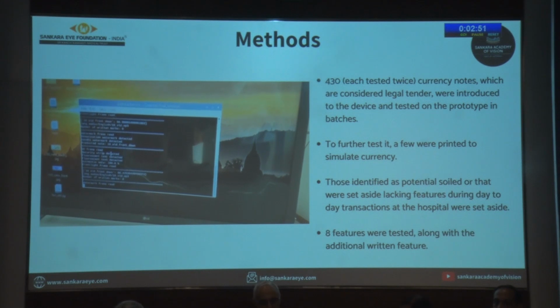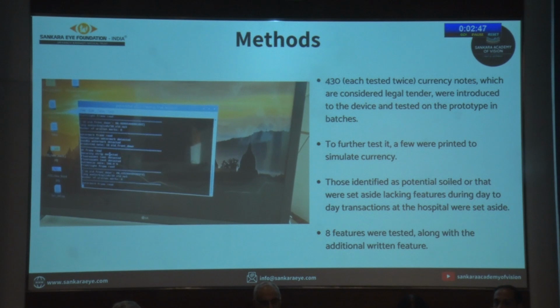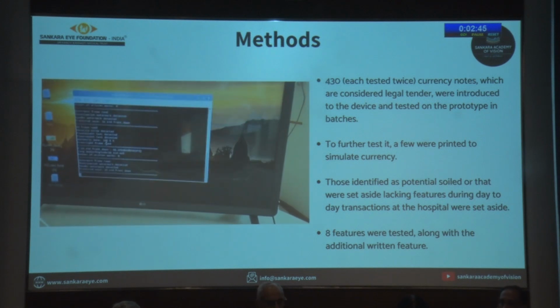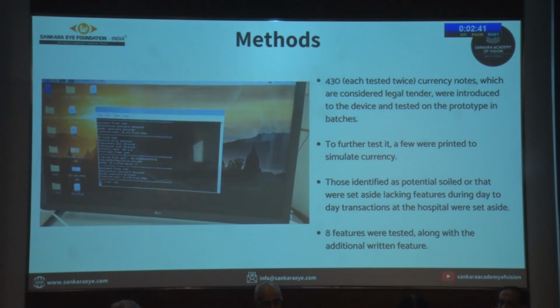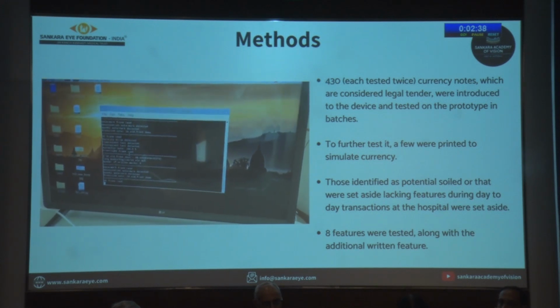Extended check in progress. Watermark test passed. Extended check in progress.